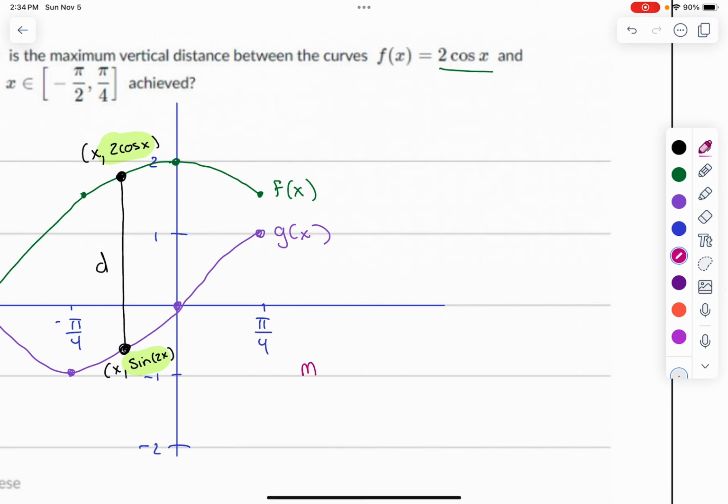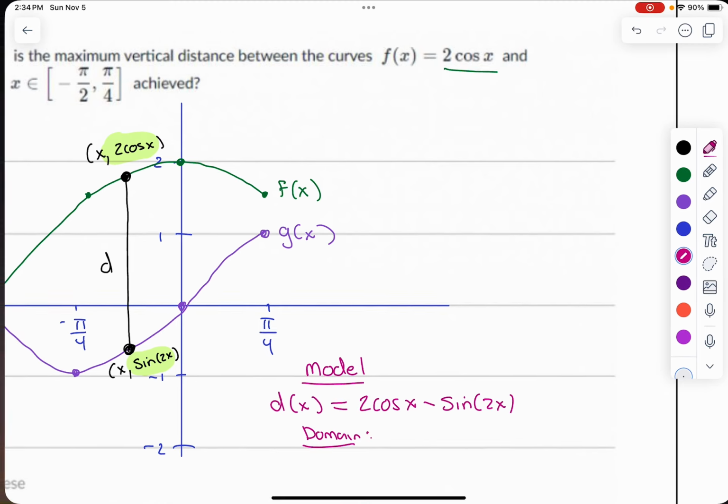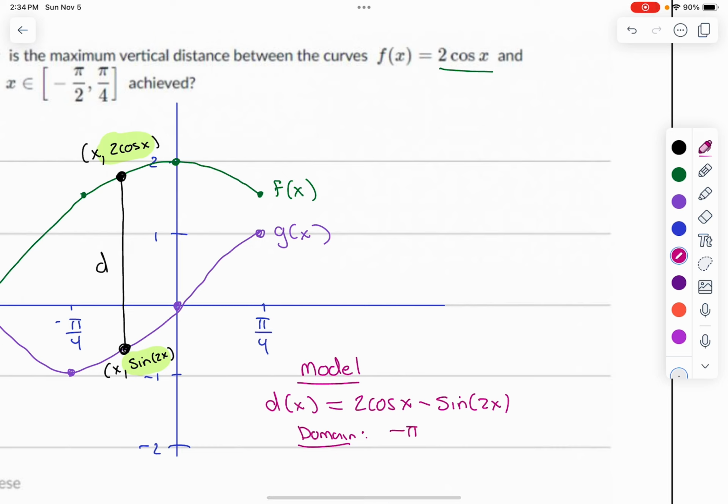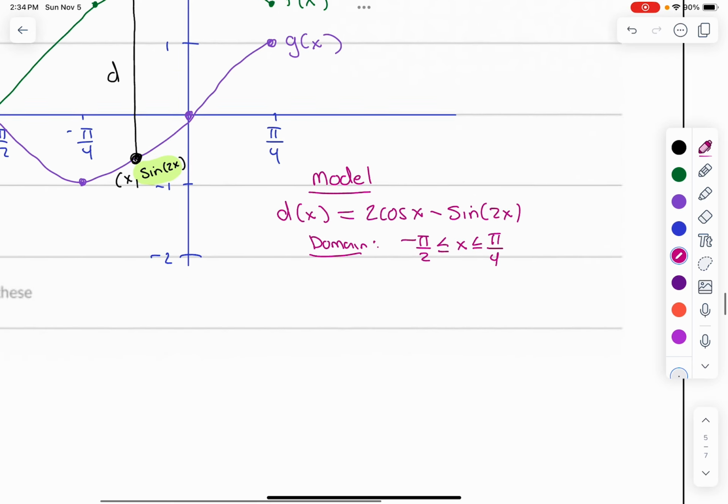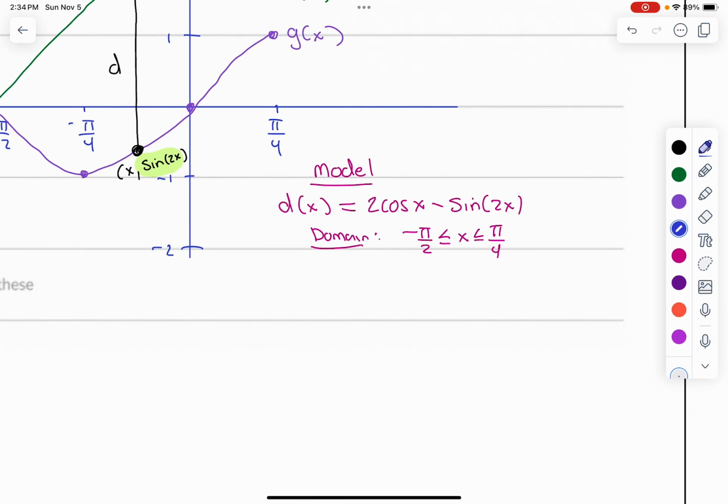let's write it down here. My model will be d of x is equal to 2 cosine of x minus sine of 2x. And of course, my domain is told to me, so I don't have to think about it. I'll just re-express it, right? It's negative pi over 2 to pi over 4. So I'm only looking in that window. We do our calculus. We take a derivative.